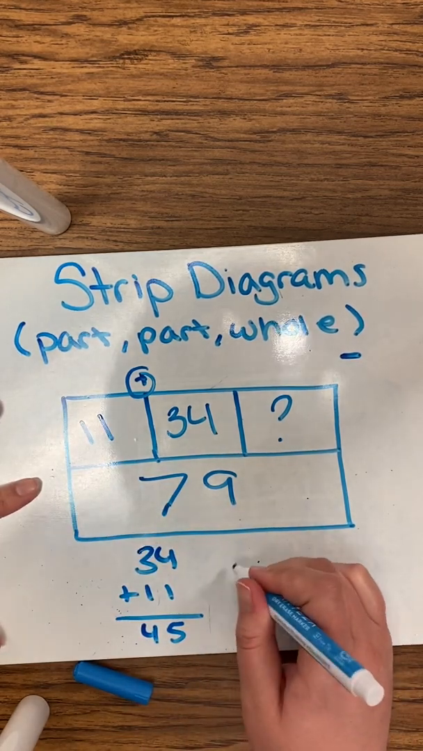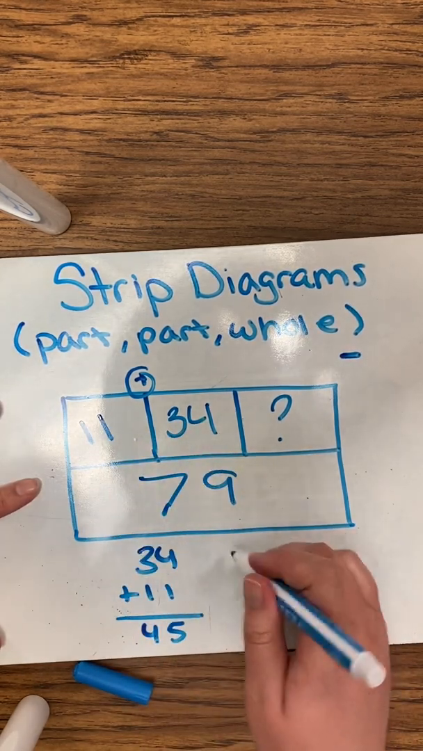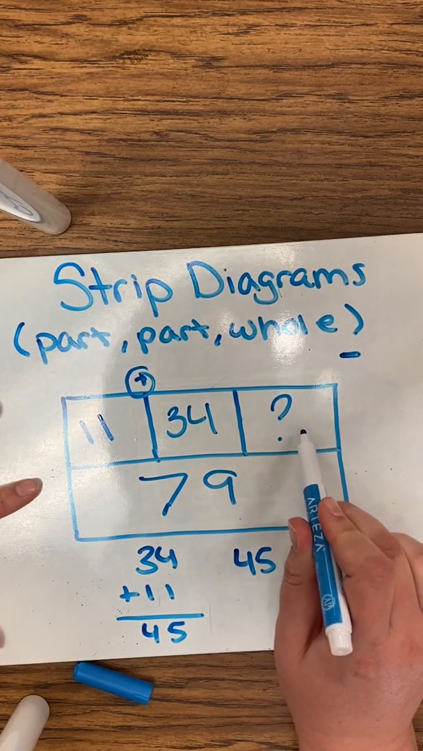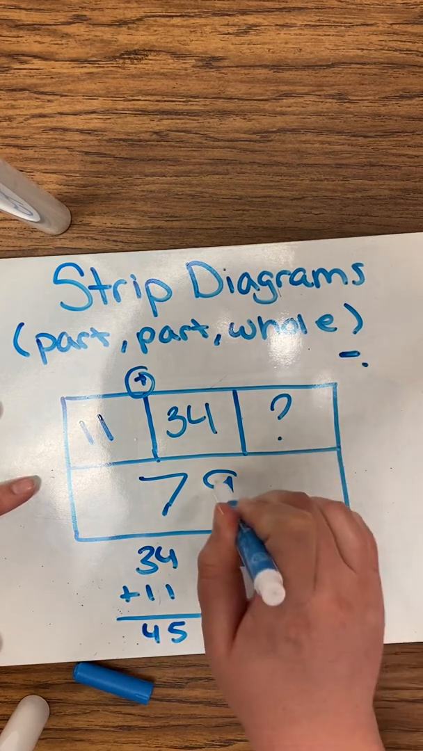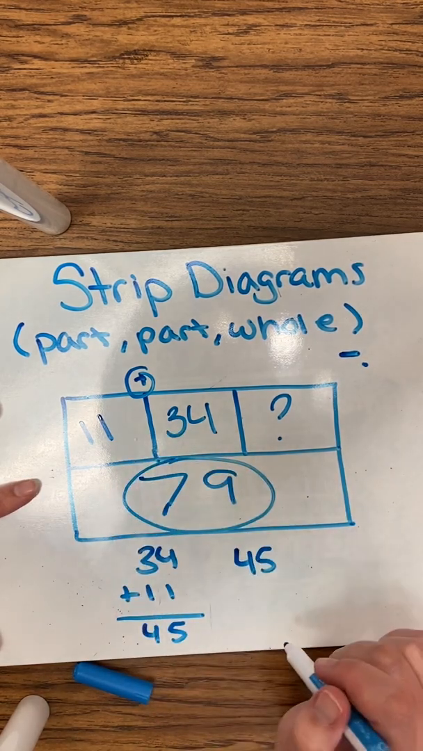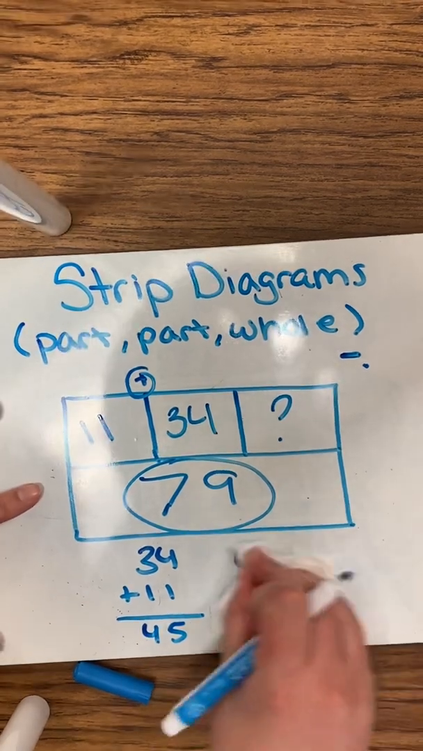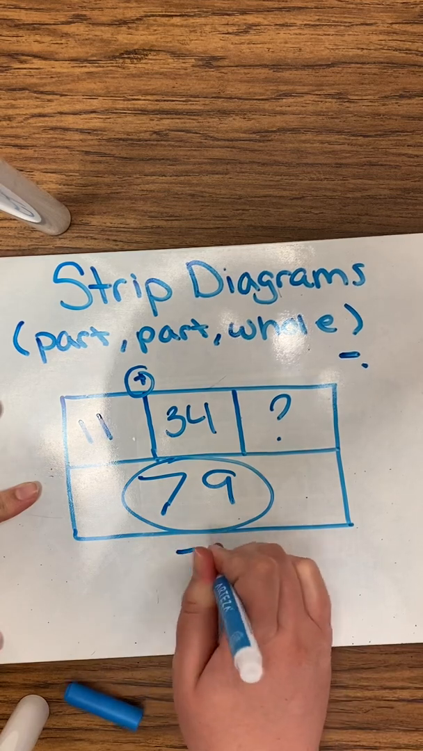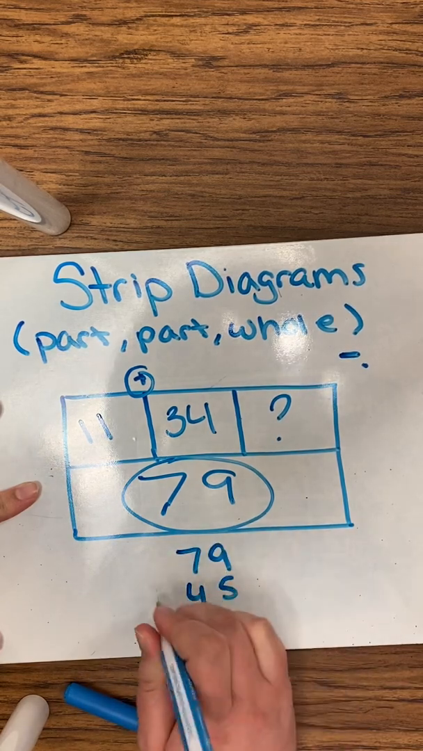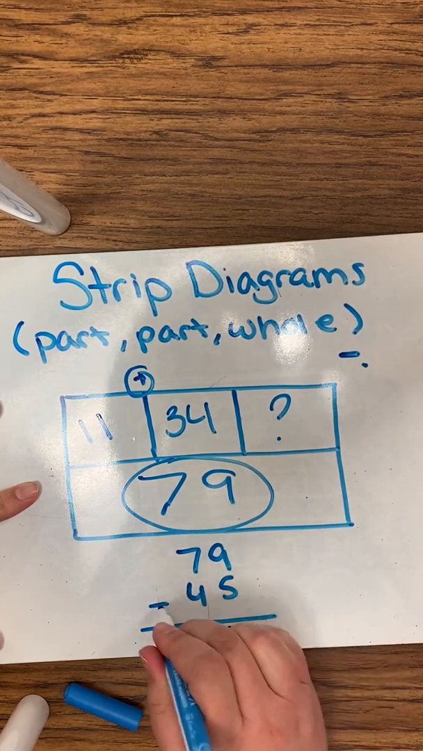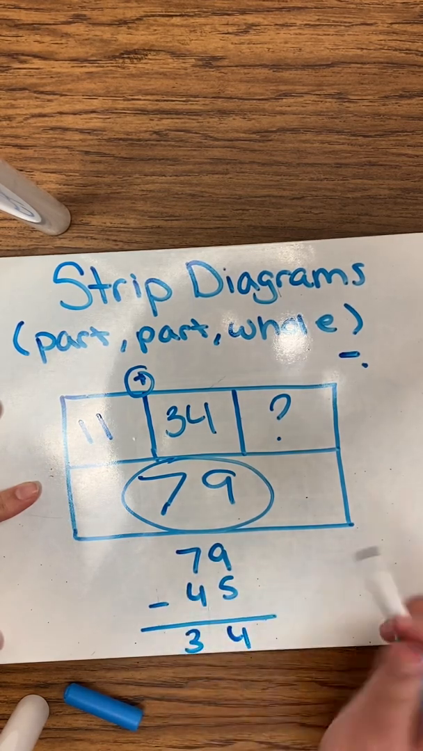Now, that is our missing piece. So in order to find out this missing piece, we have to subtract the number that we found with these two added together from the total. So that is where 45 comes in. We're going to do 79 minus 45. 9 take away 5 is 4. 7 take away 3 is 4. So that's 34.